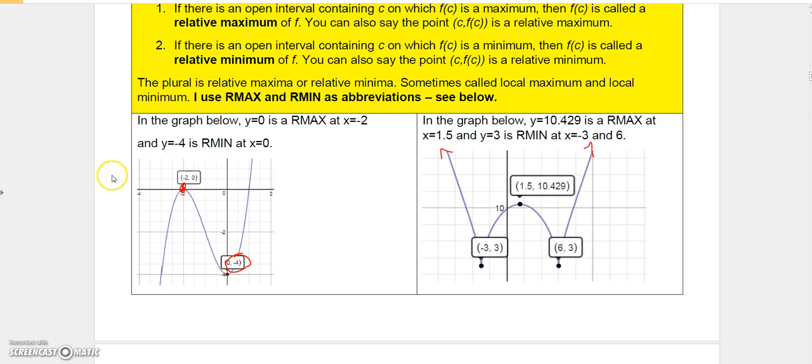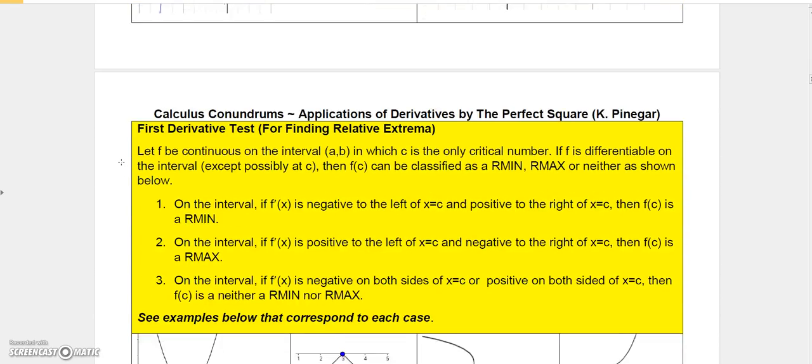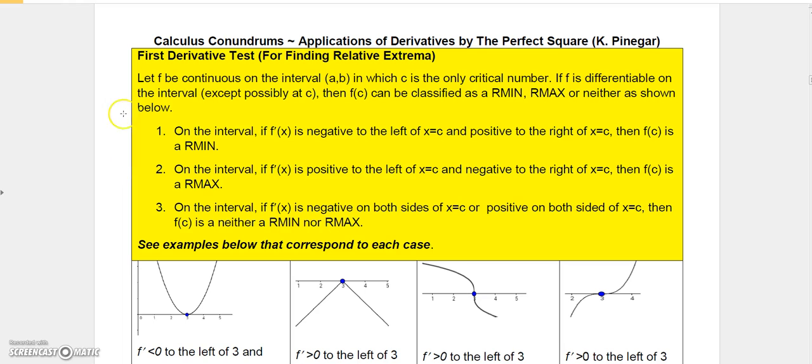So again, this video was really just to kind of help you understand what absolute minimum, maximum, relative minimum, maximum are. And in the next video, we're going to apply what's called the first derivative test that's used for finding relative extrema.